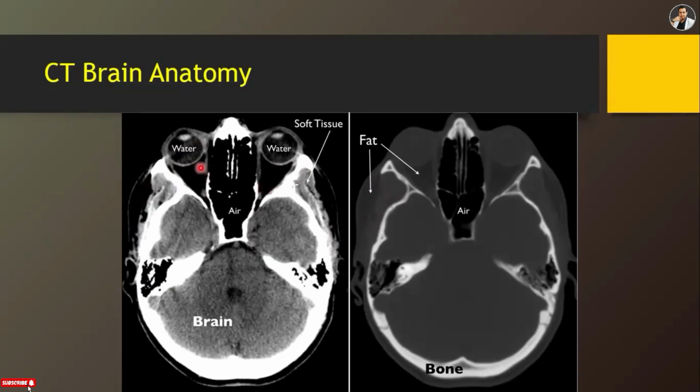Another dark thing is water. It is not so black. It is not black like air, but it has a water density. It is gray. The bones in CT scan are white. The bones are white.